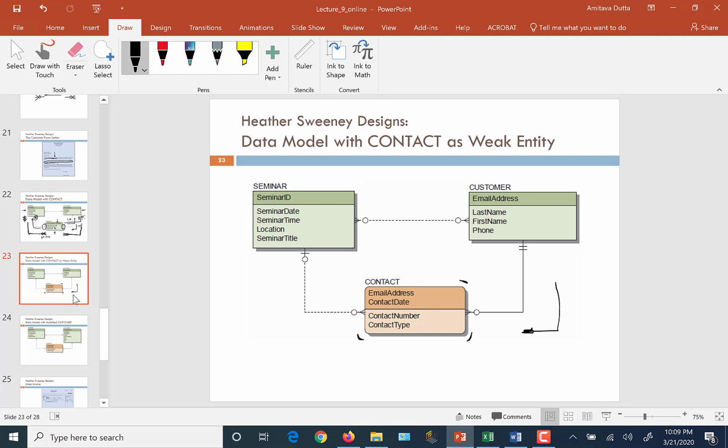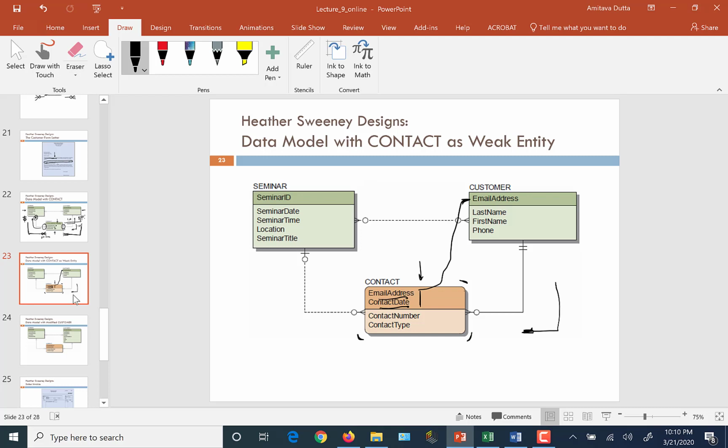Furthermore, if you look at the identifier of contact, do you see that it's a composite identifier? It consists of email address and contact date. This email address, you can see, came from the customer. So contact is a weak entity. We have set up contact as a weak entity, and this solid line from customer to contact is telling me you cannot have a contact without a customer. The entity contact cannot exist without a customer existing.